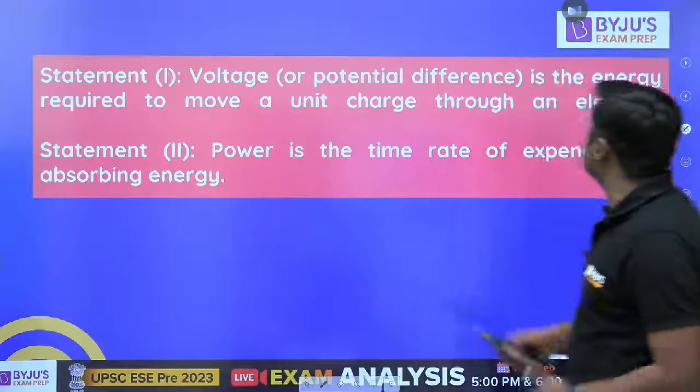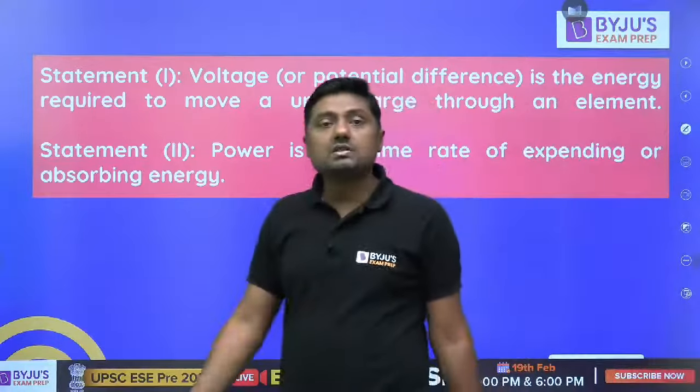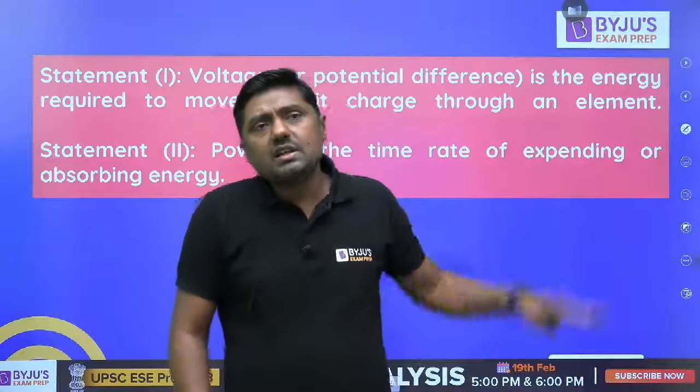That is the given. This statement is correct. Energy required, right? Because energy is equal to what? QV, and if Q is equal to 1 coulomb, then it becomes the right statement. Power is the time rate of expending or absorbing energy. That is again another correct statement. Both statements are correct, but is there any relation?